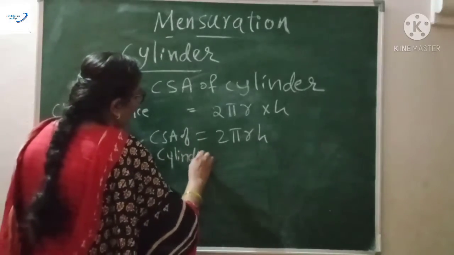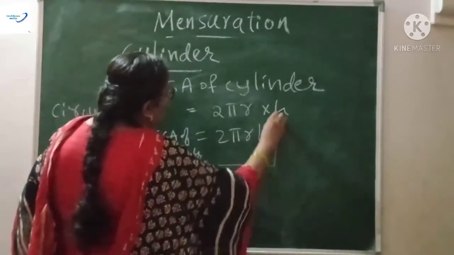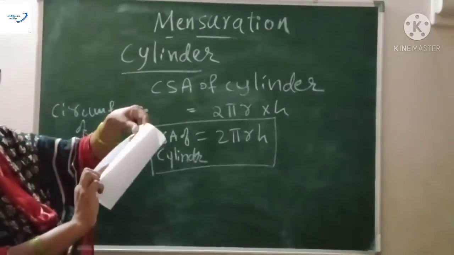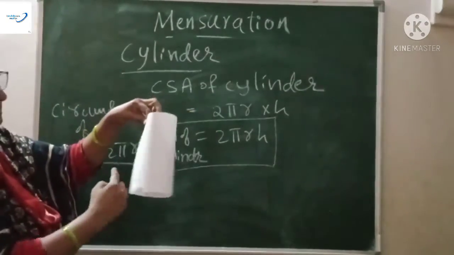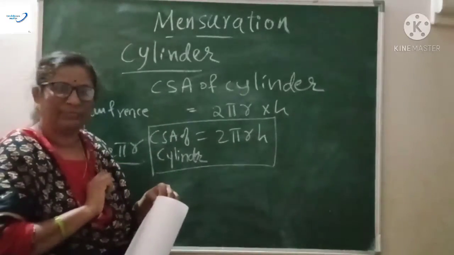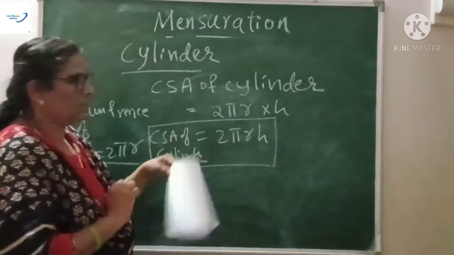Within your fingertips, you can remember this so easily. This is the curved surface area of the cylinder: the circumference and the height. It is not necessary to use the diameter. Hope you understood this.